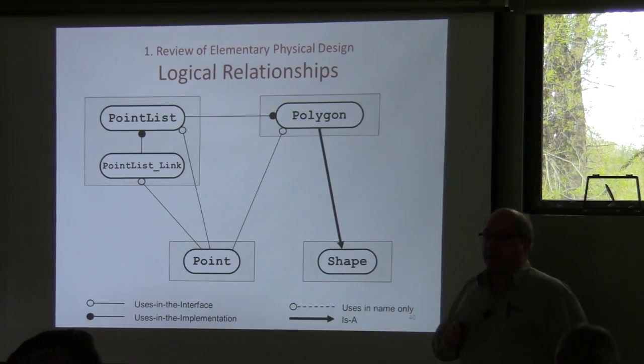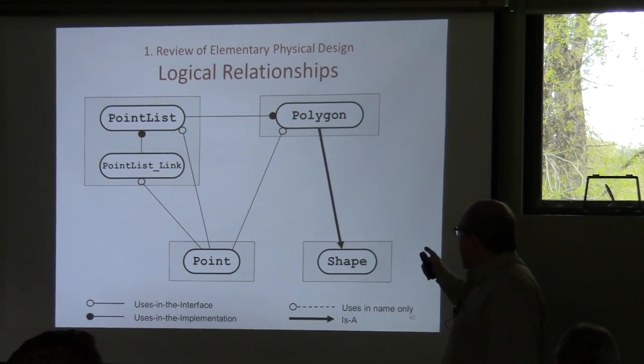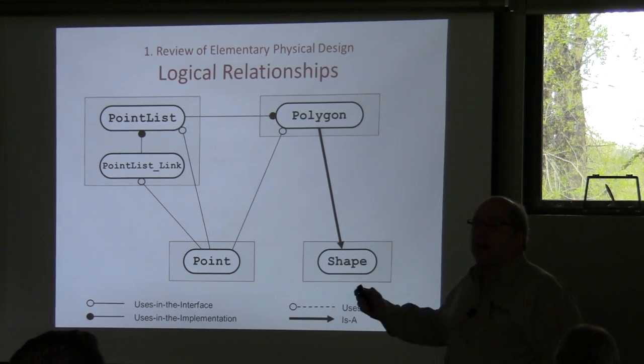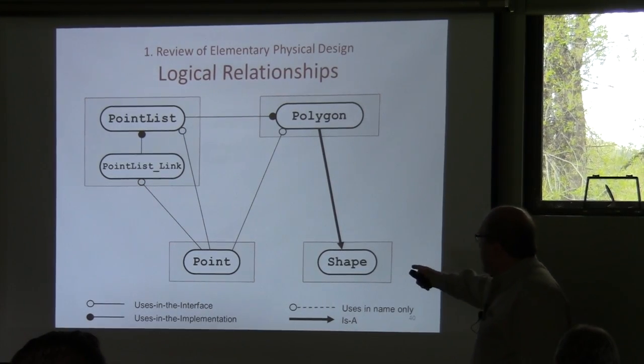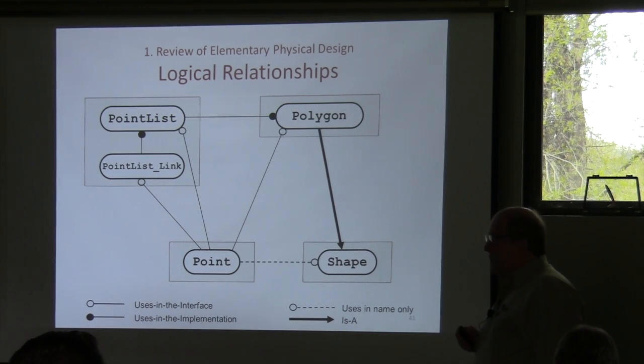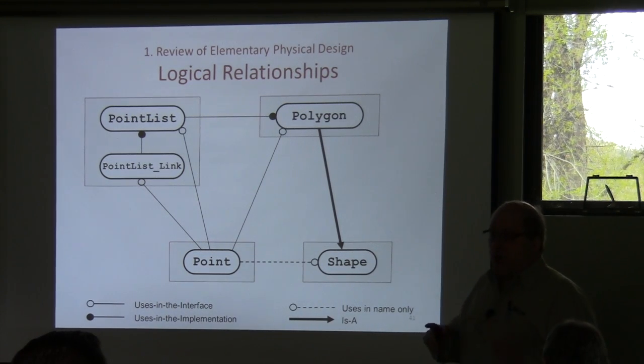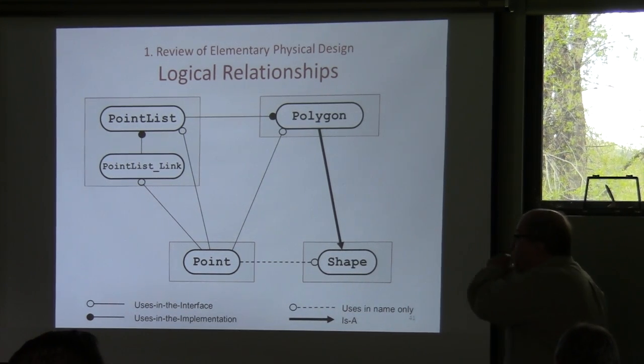Now, shape is an abstract interface. And so it collaborates with point because I can return a point by value from shape. But I don't need to know anything about point because there's no implementation in shape. So the way we do this is we use this funny symbol. This is uses in the interface in name only. And in fact, it doesn't use it in the implementation. Very strange case. This happens pretty much only when you're doing crazy levelization techniques or with abstract interfaces.